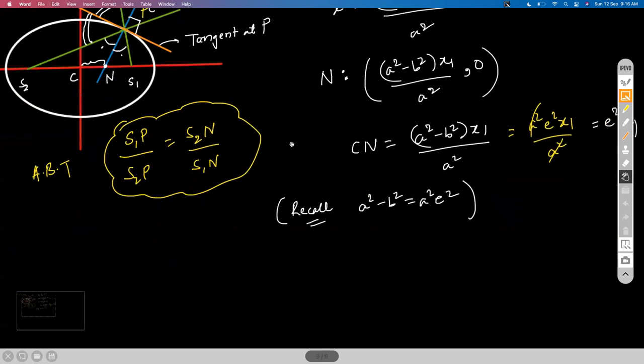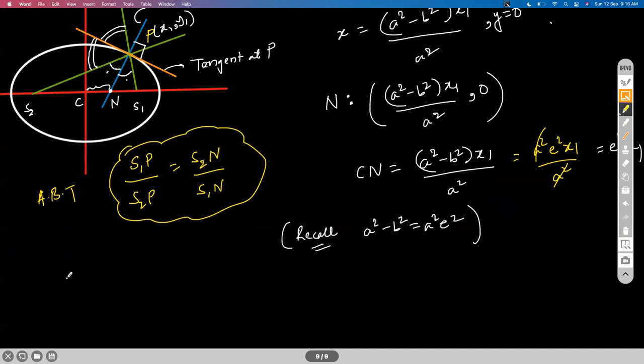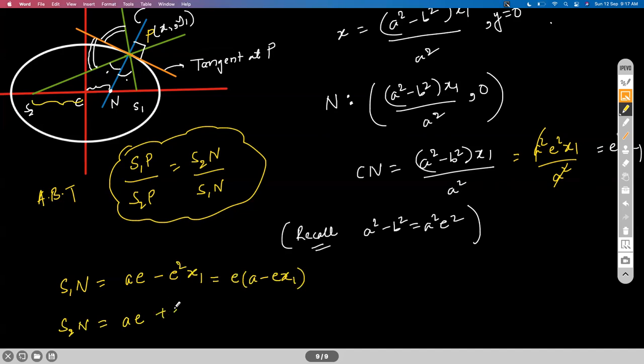So now finding S1N will be very easy. S1N will be what? This is AE minus CN. Am I right? That's nothing but e times (a minus e x1). Similarly, S2N will be AE plus e square x1, which is e times (a plus e x1). Correct. And we also know S1P. S1P is a minus e x1 and S2P is a plus e x1.